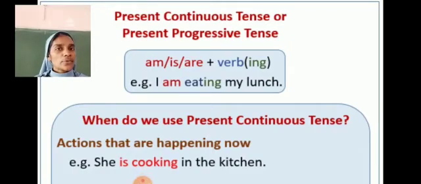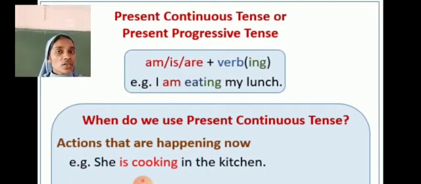Then we will go to present continuous tense. We use present continuous tense to talk about the actions which are happening at the moment. That means the action that is happening at the time of speaking.